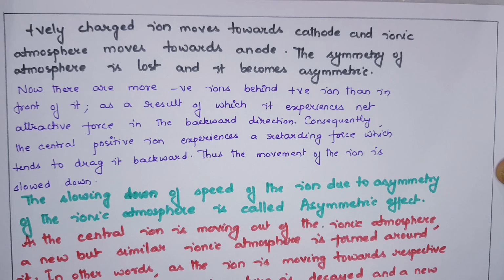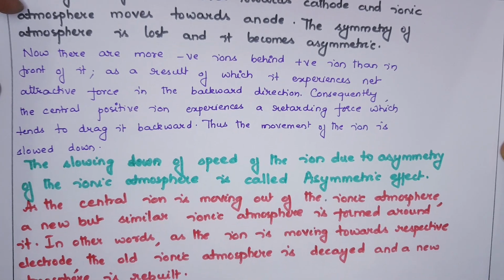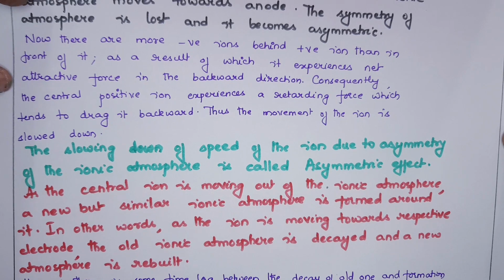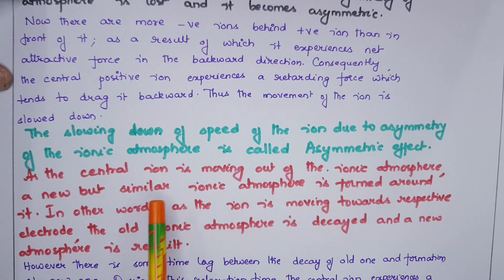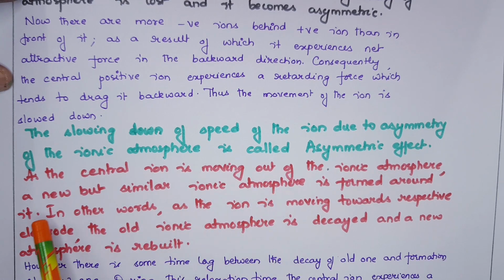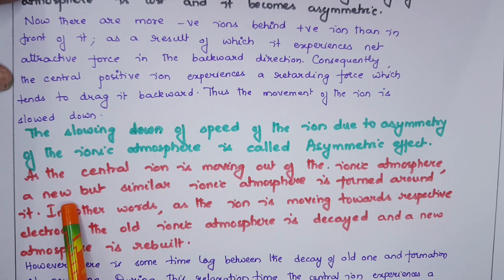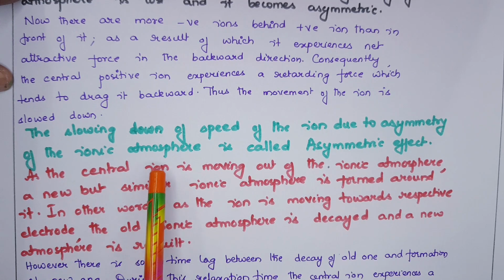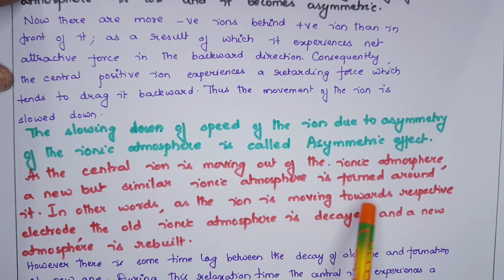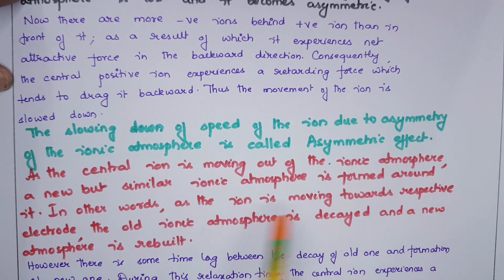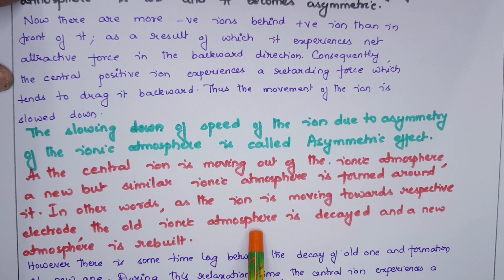Now, as the central positive ion is moving out of the ionic atmosphere, students, what happens now? A similar ionic atmosphere, a new one, is being formed around the central positive ion. In other words, we can say as the ion is moving towards the opposite electrode, the old ionic atmosphere, what is happening, students? It's getting decayed and a new atmosphere is rebuilt. Students, hope you understood this concept, right?